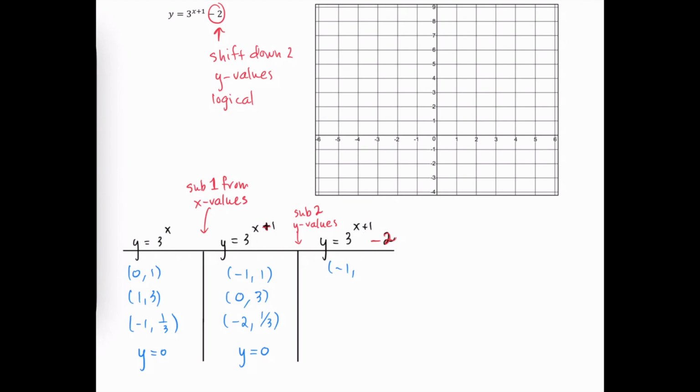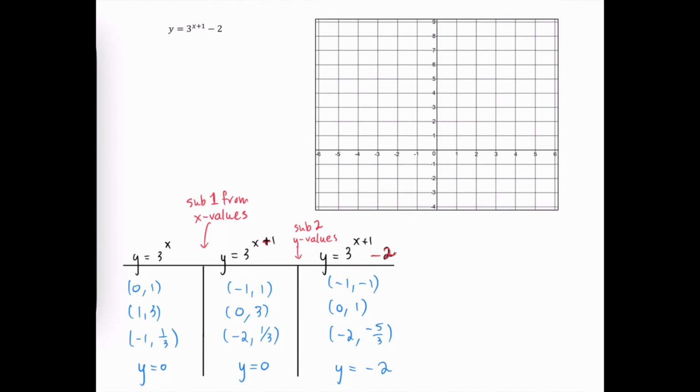1 minus 2 is negative 1. And then, no change to the x, subtract 2 from the y coordinate. No change to the x. Now we're going to subtract 2 from the y value, which is 1/3. That's 1/3 minus 6/3, which is negative 5/3. So negative 5/3 is our corresponding y value. Since we're subtracting 2 from the y values and this horizontal asymptote is a y value, we're now going to land at a new horizontal asymptote, y is equal to negative 2.